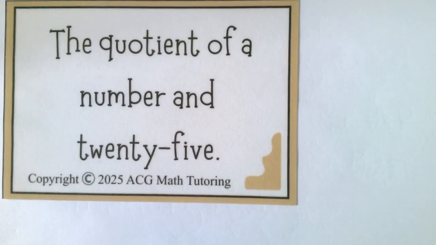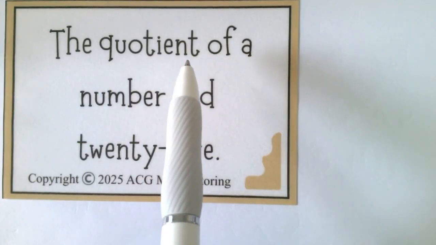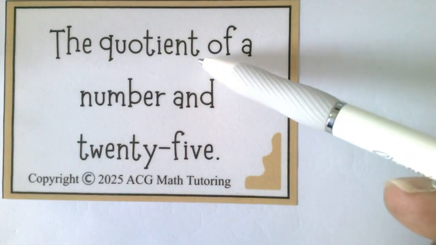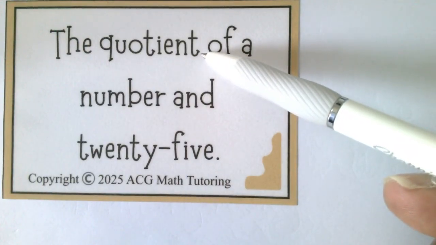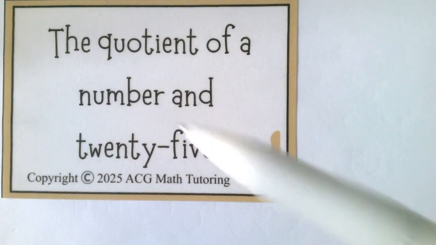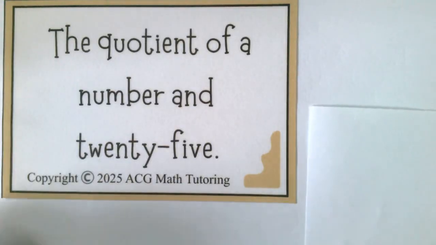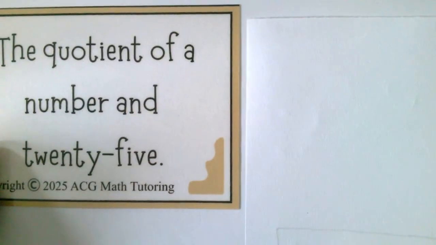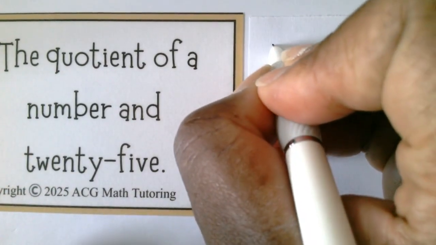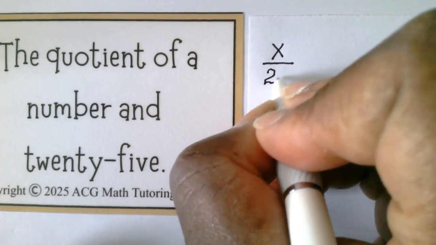So, Black Pearl, I got you. The word quotient, that's division. That's the result that you get when you do division, so you are dividing two things. What are the two things that we're dividing? A number, which could be anything, and 25. Since we like to put our quotients as fractions, you can say x or n, any variable you want, over 25.